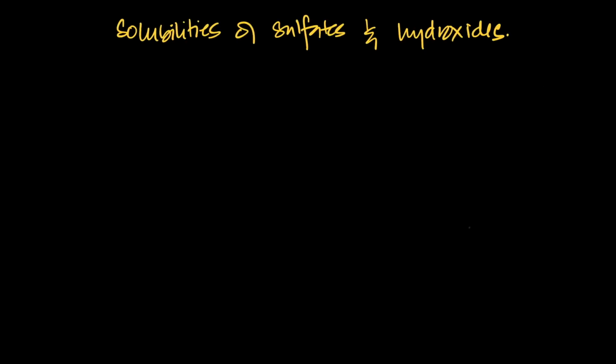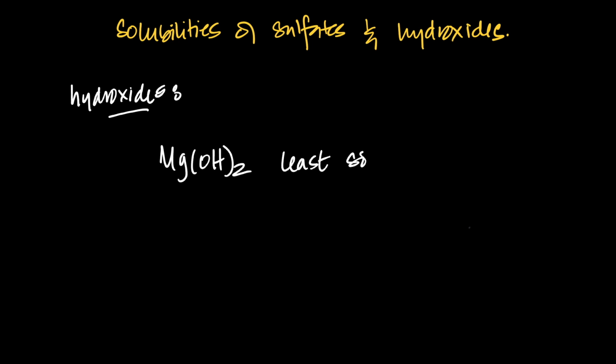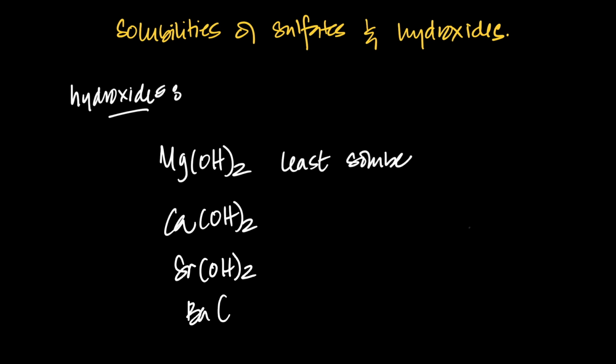Now, here we're going to discuss the solubilities of the sulfates and the hydroxides. Let's talk about the hydroxides first. Magnesium hydroxide is the least soluble in water amongst the whole list. Then you've got calcium hydroxide, solubility increases, and then as you scroll down, you've got strontium hydroxide, and the most soluble will be barium hydroxide.